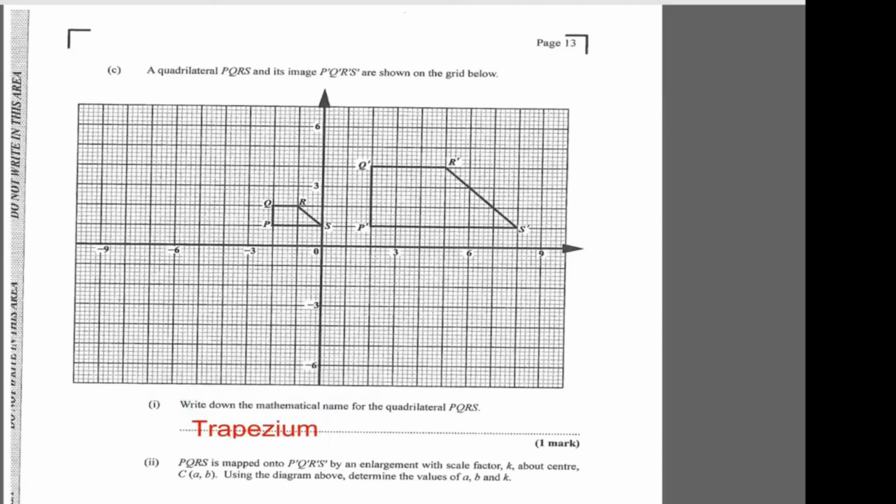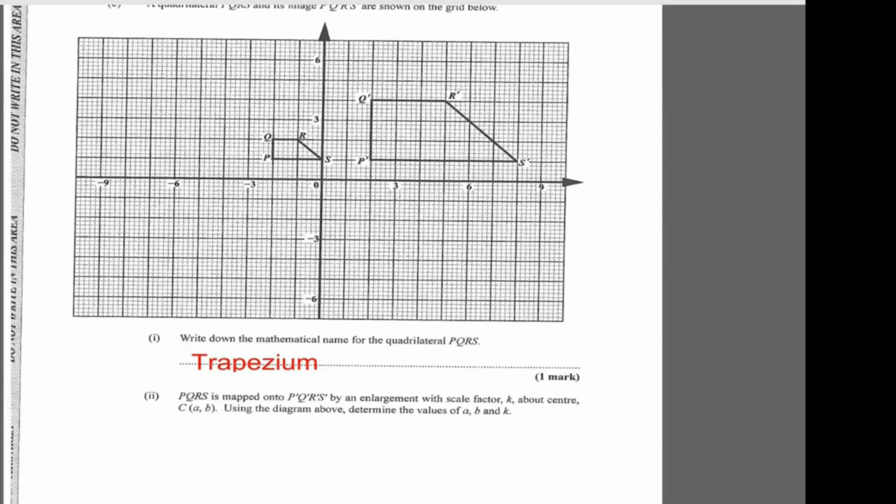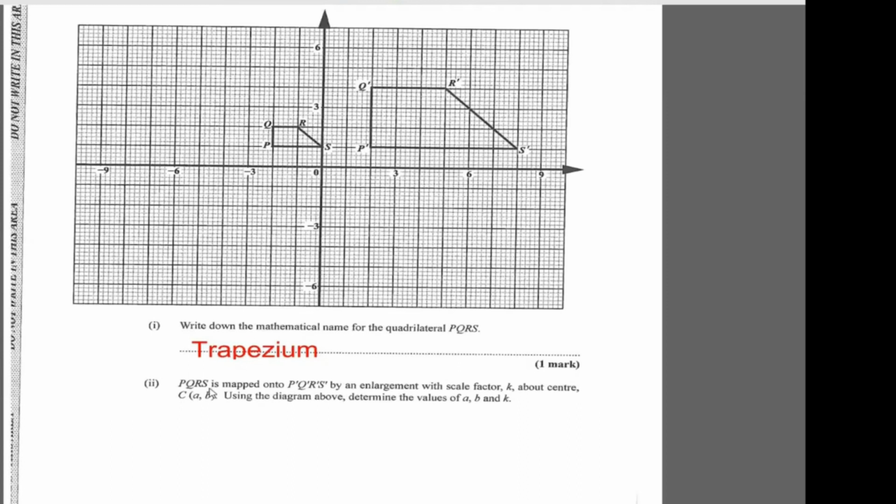We're having fun. So after we tell them that that's a trapezium, it says PQR is mapped onto P'Q'R'S' by an enlargement with a scale factor of K about a center (A, B). Using the diagram above, determine A, B, and K.